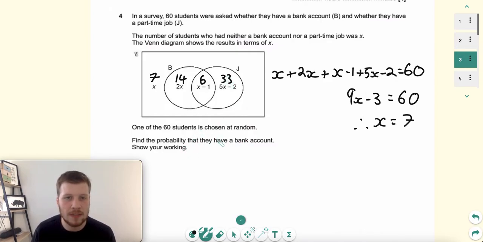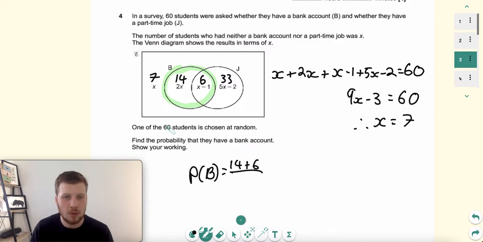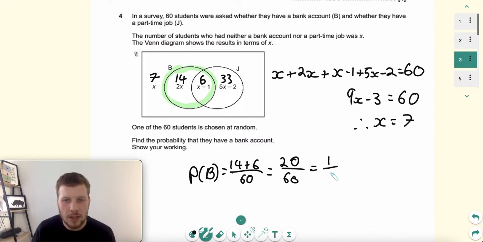Find the probability that they have a bank account. Well, a bank account is going to be everything inside this circle, and there's a 14 and a 6, so therefore my probability of having a bank account is equal to 14 plus 6 divided by how many people in total, which is 60, so therefore my answer is 20 out of 60. Now there's no real reason to try and simplify this to a third. You can if you want to, but at the moment you don't have to because it's just given as a strict probability.